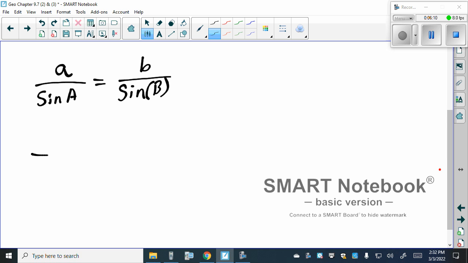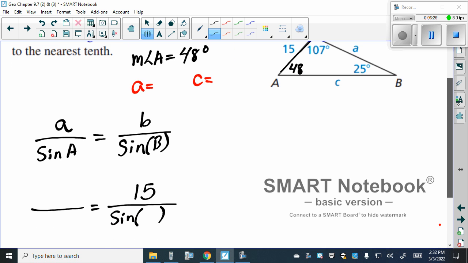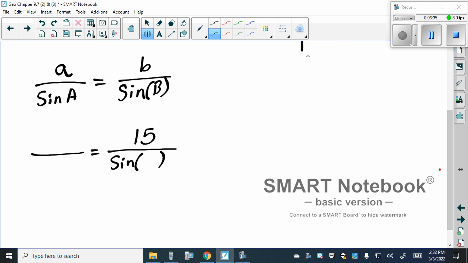Now, the reason we're using B is because it gave us the side length of 15. It actually gave us the side length over sine of the angle opposite B. The angle opposite the side length of 15 is 25. So B over sine of B: B is the side length 15. The angle opposite is our 25.